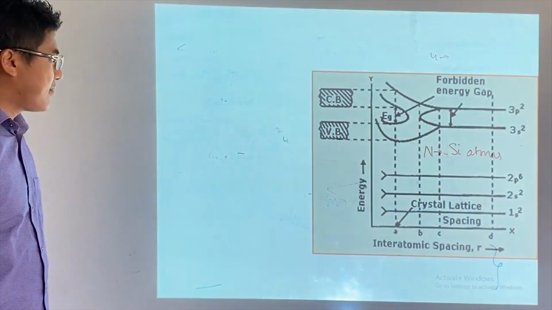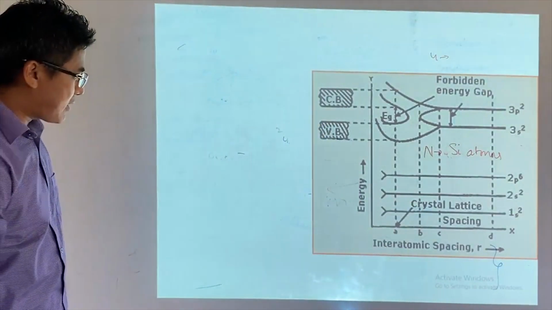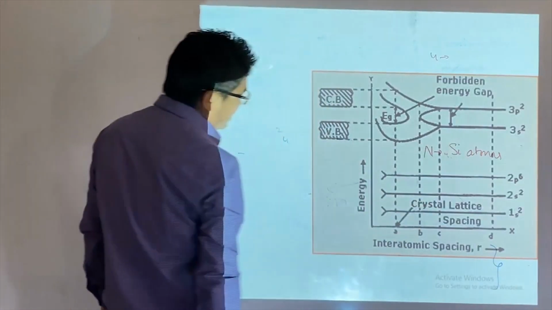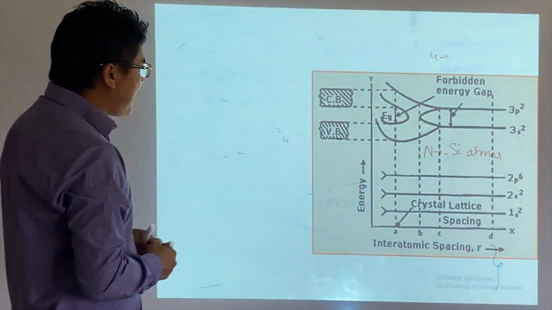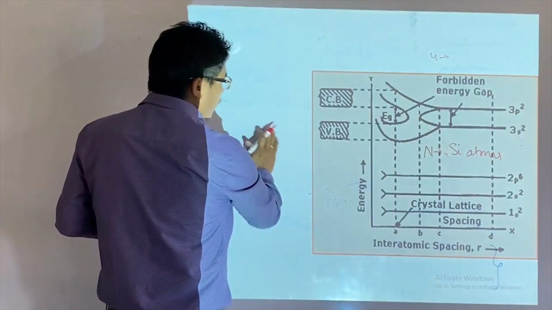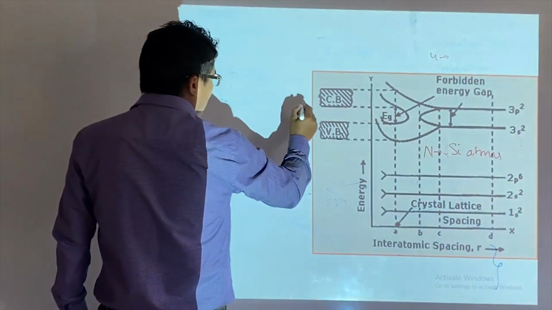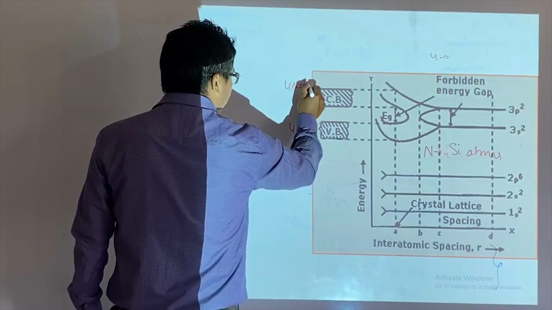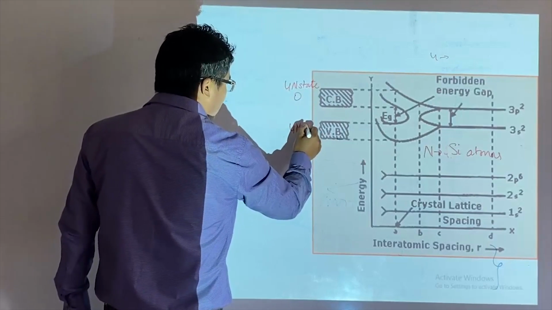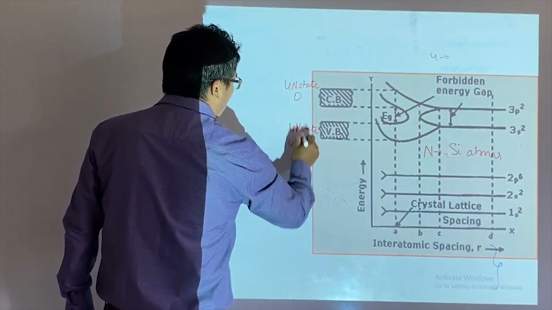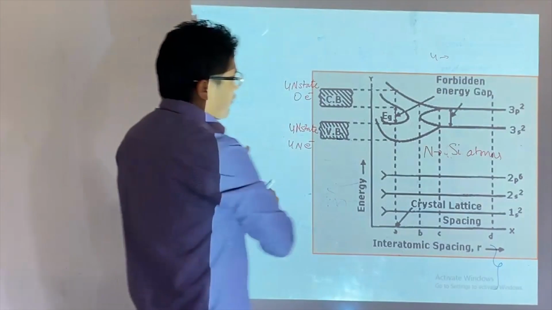So again, this is the crystal lattice space, which I have told you many times. If I have the crystal lattice space, this is the energy gap. This is the valence band. V stands for valence band. For silicon, it has 4n states, which are completely filled, and the conduction band has 4n states, but the number of electrons is 0. And this is what we call the forbidden energy gap.